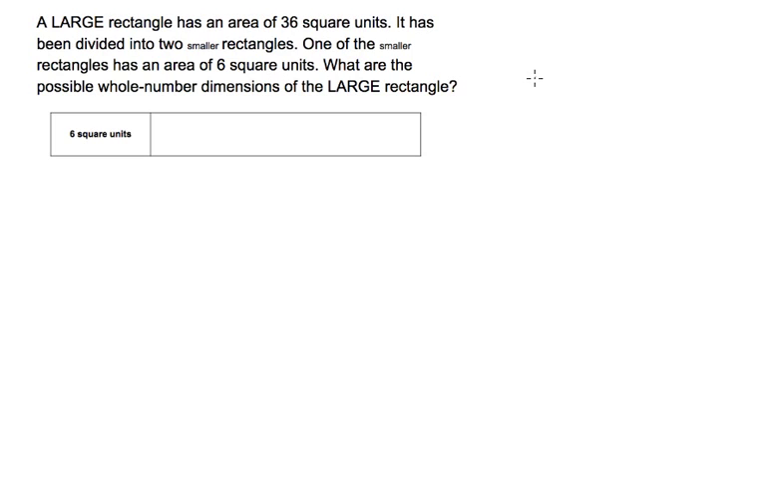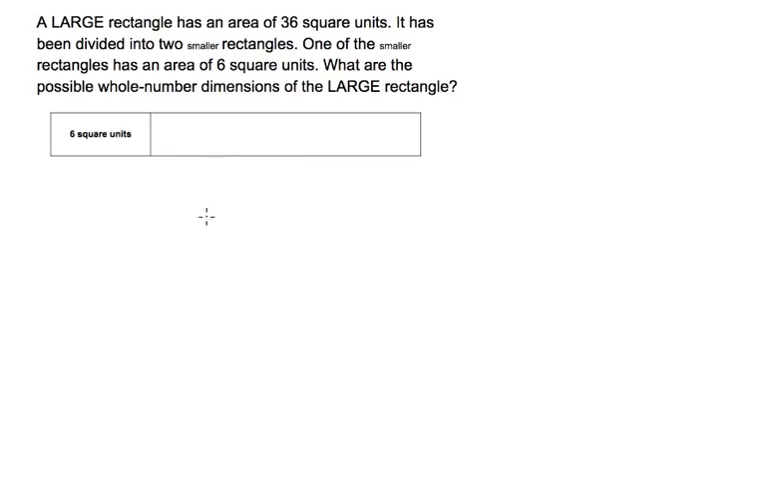So let's read through what the problem's asking us. It says a large rectangle, so this one down here, has an area of 36 square units. It has been divided into two smaller rectangles. One of the smaller rectangles has an area of 6 square units. That's written right here. What are the possible whole number dimensions of the large rectangle?